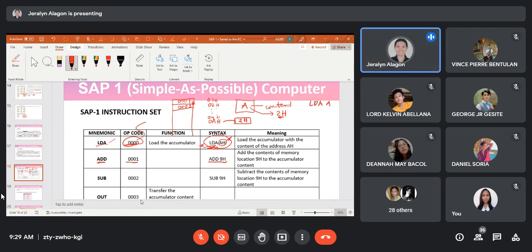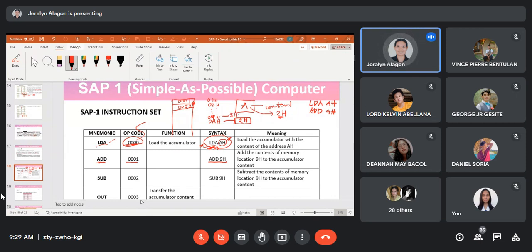LDA AH. What we have now is that the accumulator contains 2H. The next instruction, class, is ADD 9H. Okay, that 9H, class, is still an address that contains a certain value. For instance, the content of 9H is 5H.